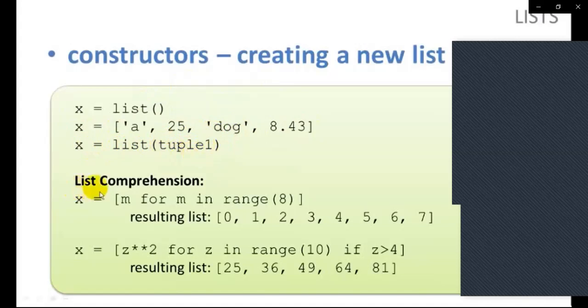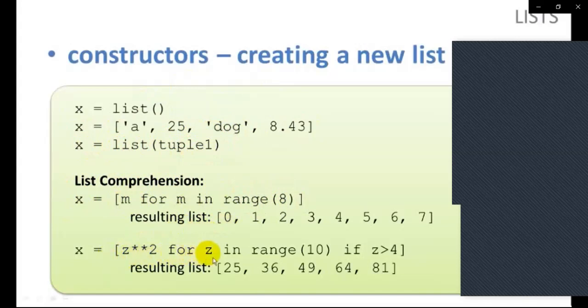There's a really cool function called list comprehension. So we can create a new list using what is returned by the for loop, for m in range 8. So m in range 8 returns the values 0 through 7. And here we're saying we'll just take those values, m. So the resulting list is 0 through 7.